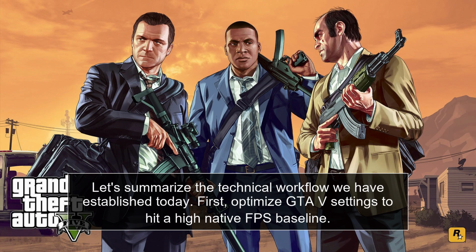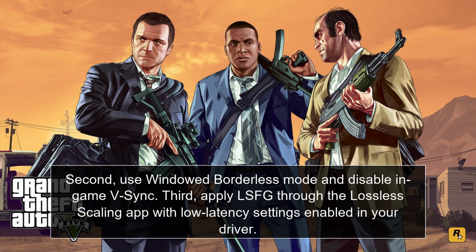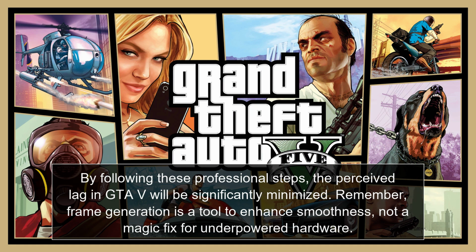Let's summarize the technical workflow we have established today. First, optimize GTA 5 settings to hit a high native FPS baseline. Second, use Windowed Borderless mode and disable in-game VSync. Third, apply LSFG through the Lossless Scaling app with low latency settings enabled in your driver. By following these professional steps, the perceived lag in GTA 5 will be significantly minimized.